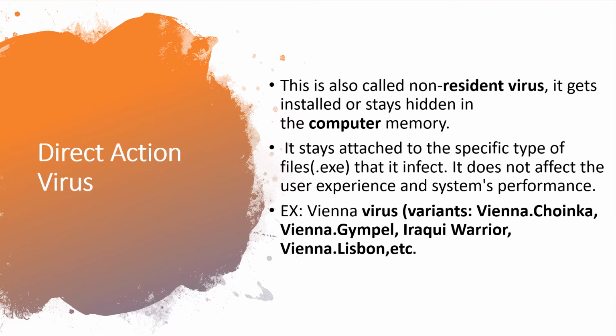When an infected file is run, Vienna will search for an uninfected file and infect it. The creator of the Vienna virus has never been revealed. Some sources say that the virus was created by a Vienna high school student as an experiment. There are many variants available. Vienna Konica, also known as Father Christmas, is 1080-81 bytes long and possibly comes from Poland. Vienna Gimpel, this variant likely comes from Czechoslovakia. Then Iraqi Warrior, then Vienna Lisbon. This Lisbon variant was discovered in Portugal. So there are many variants available.